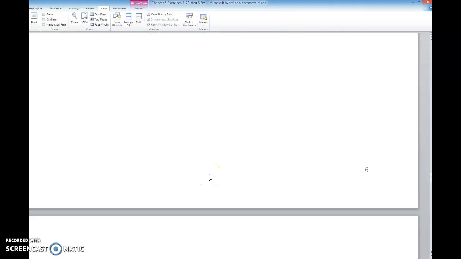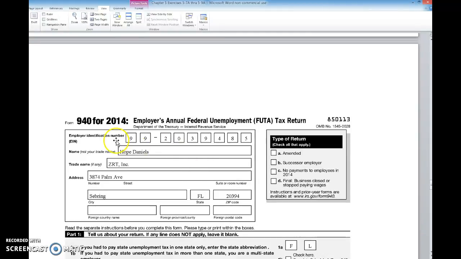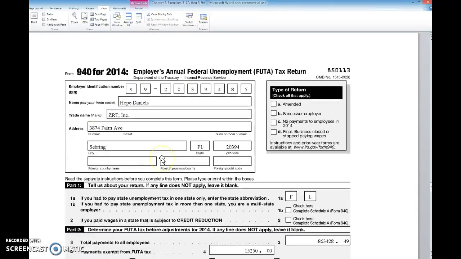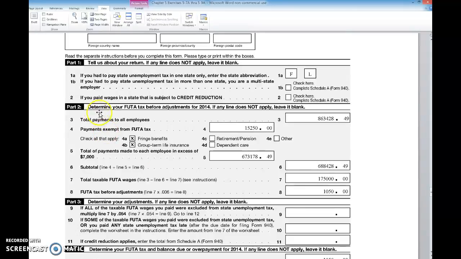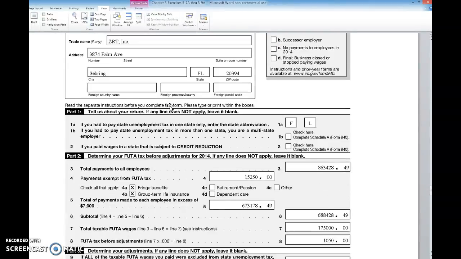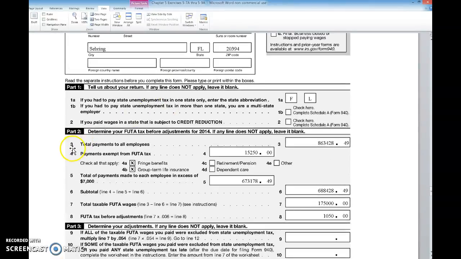All right, so let's fill out form 940. As you notice, you're going to put in your employer identification number and the company name. Then in part 1, if you had state unemployment tax in one state only, enter the state abbreviation, which in this case is Florida. That's where they're residing. All right, part 2. Number 3, total payments for all employees. That's the total wages that the employer has paid, $863,428.49.